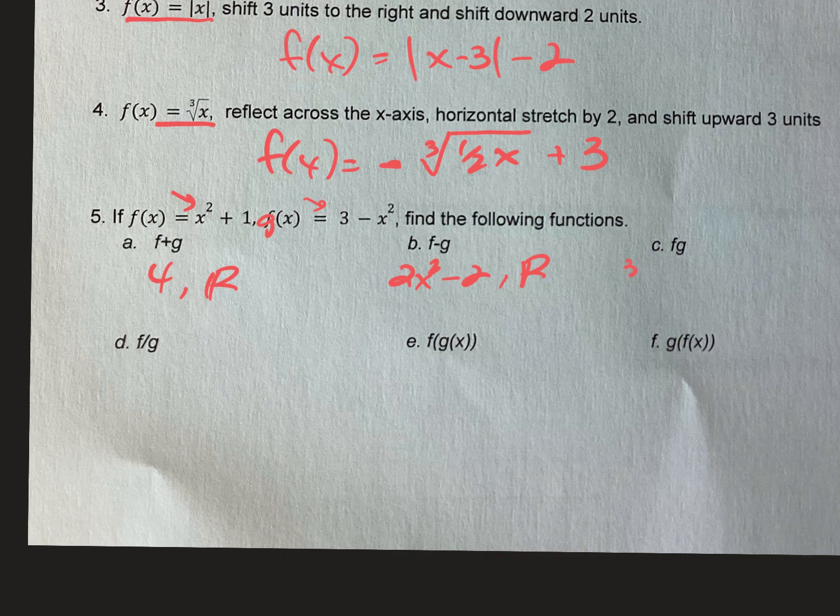F times g, I'm doing FOIL here. First, I'm getting 3x squared. Outer, I'm going negative x to the fourth. Inner, I'm getting 3. And last, I'm getting negative x squared.